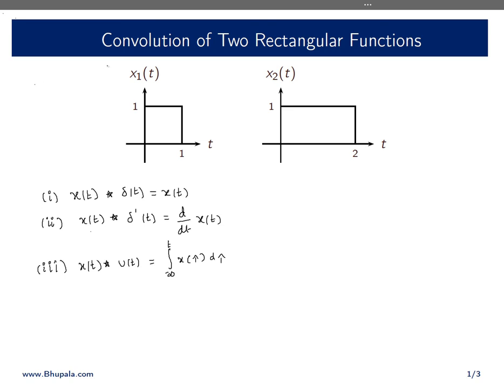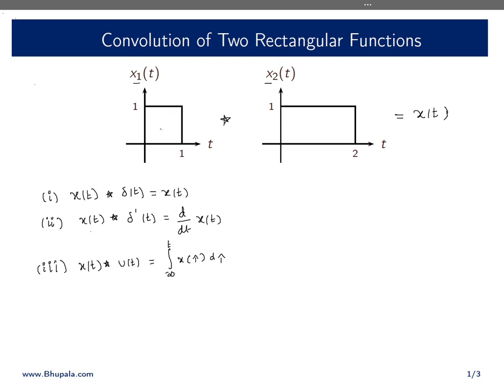Hello friends, in this video we will try to understand the concept of convolution using two rectangular functions. So the problem goes like this. We are interested in finding the evaluation of the convolution of two rectangular functions x1 of t and x2 of t, and both are having different width. The first rectangle is having a width of 1 and the second rectangle is having a width of 2. We are interested in the convolution of these two signals, and let us assume the resulting signal is x of t.